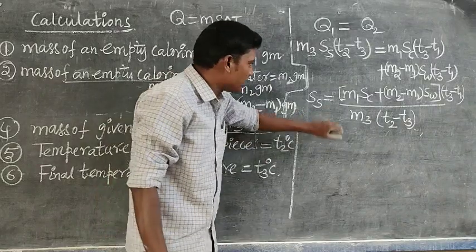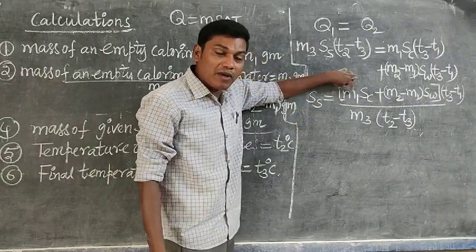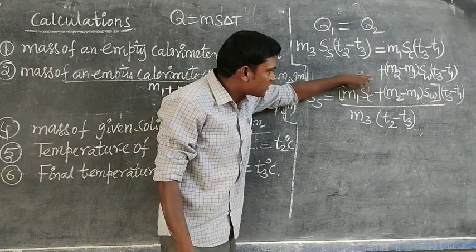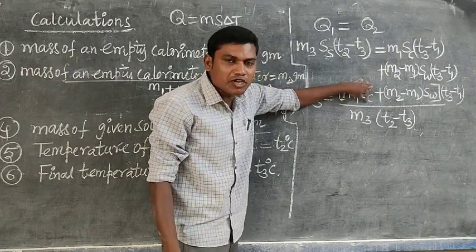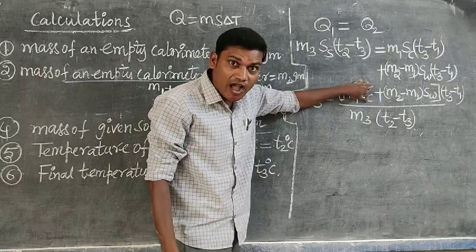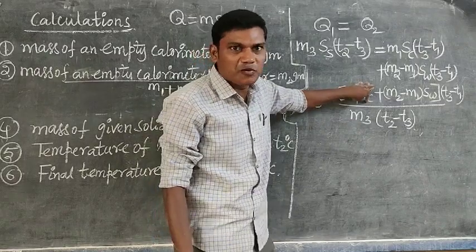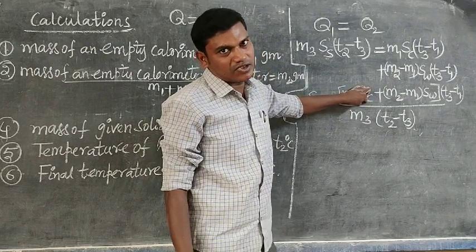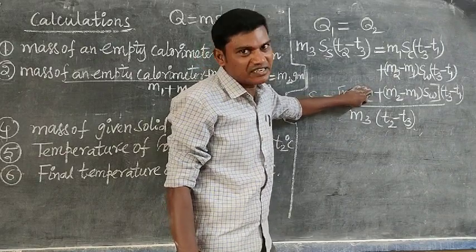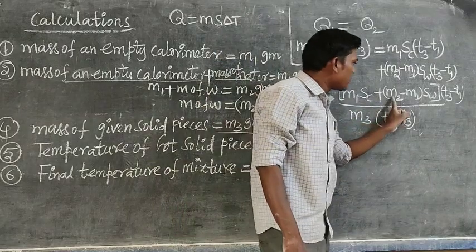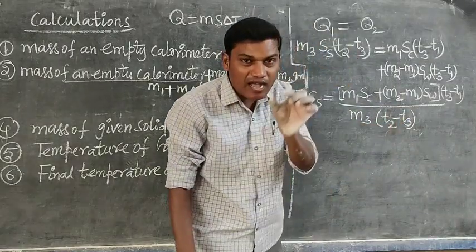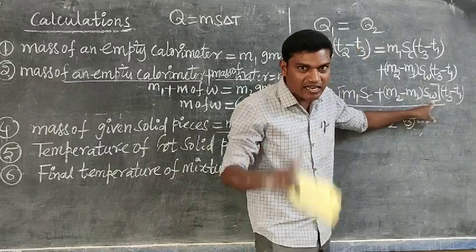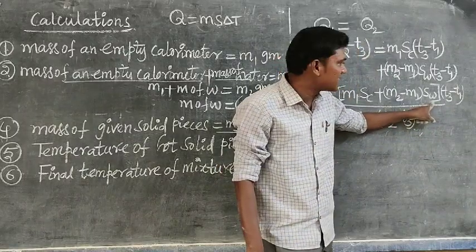Now listen very carefully here. M1 is nothing but the mass of the empty calorimeter. Already we know that. S of C means specific heat of the calorimeter. The calorimeter is mainly made up of copper, so its specific heat is 0.093. Next, M2 minus M1 is nothing but the mass of the water only. S of W, specific heat of the water, is 1 calorie per gram degree Celsius.